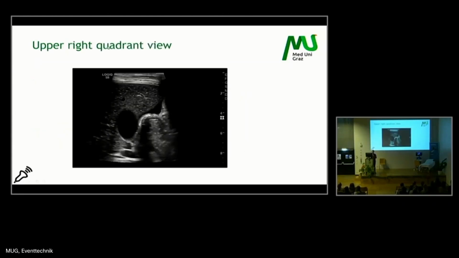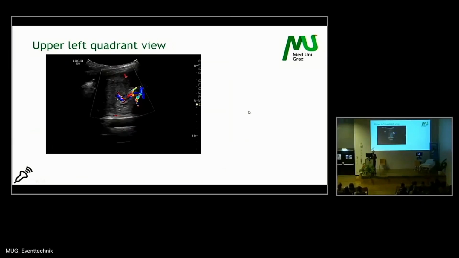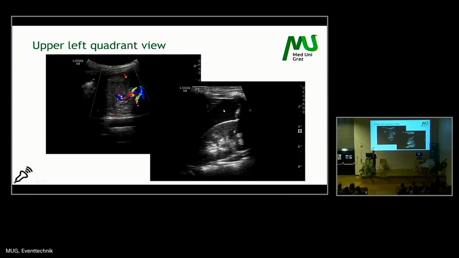When we took a look at the upper right quadrant, we identified free fluid in the Morrison pouch. So we see the gallbladder, we see the liver, we see some parts of the colon and a little bit of free fluid here. Upper left quadrant, I only have the Doppler images. This is part of the spleen, kidney, no signs of free fluid in the collar pouch. But when we took a closer look, a little bit further down, we identified a huge collection of free fluid adjacent to the spleen.